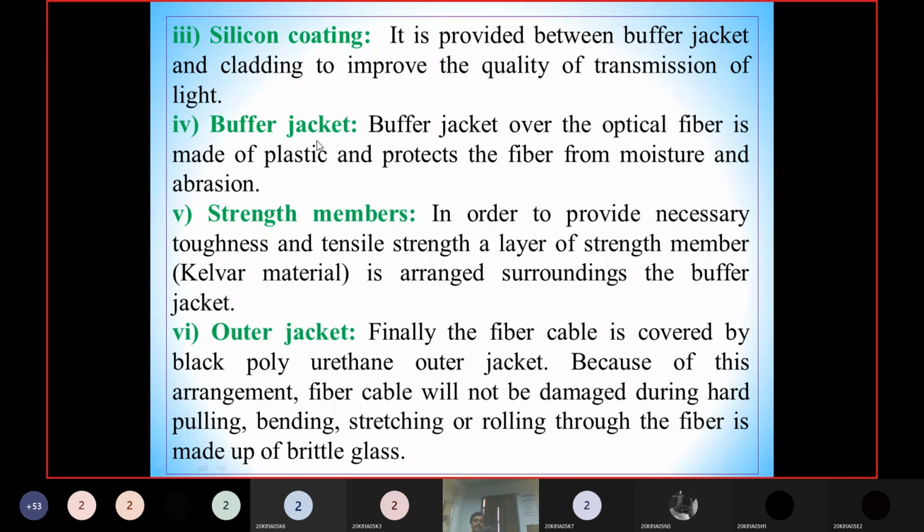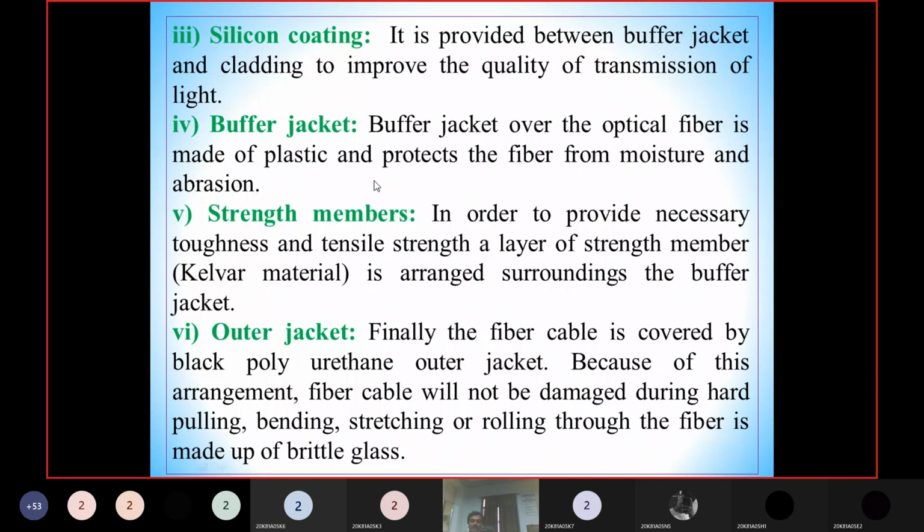Next, the buffer jacket. The silicon coating lies between the cladding and the buffer jacket. The buffer jacket over the optical fiber is made of plastic and protects the fiber from moisture and abrasion. Abrasion means a reduction or loss of material. If there is rubbing, there will be losses because of that rubbing. To protect against those losses we can use the buffer jacket, and also to protect against moisture.